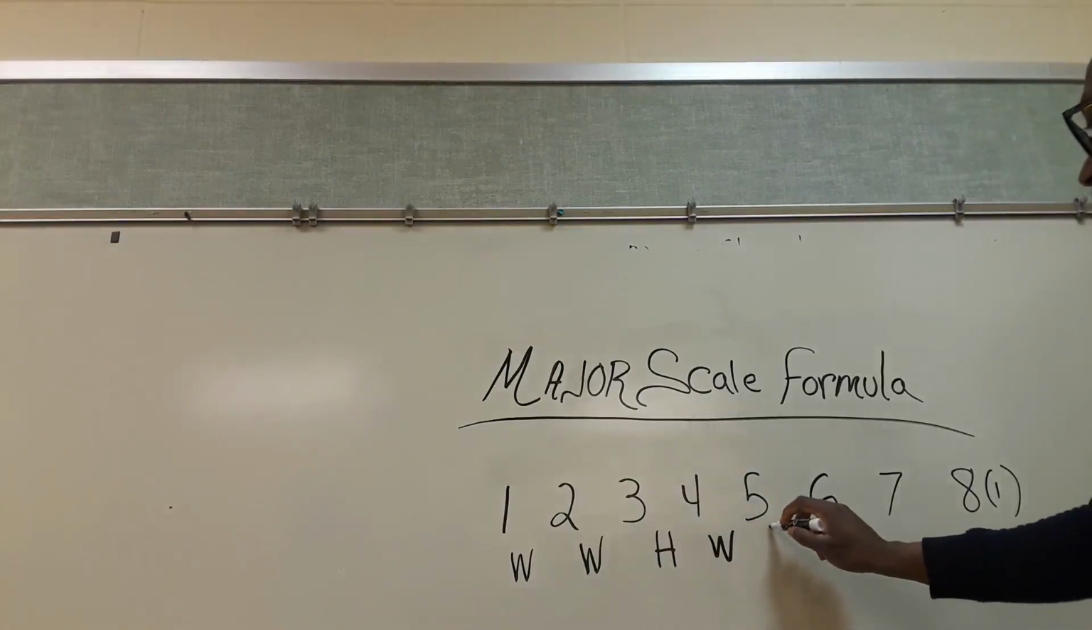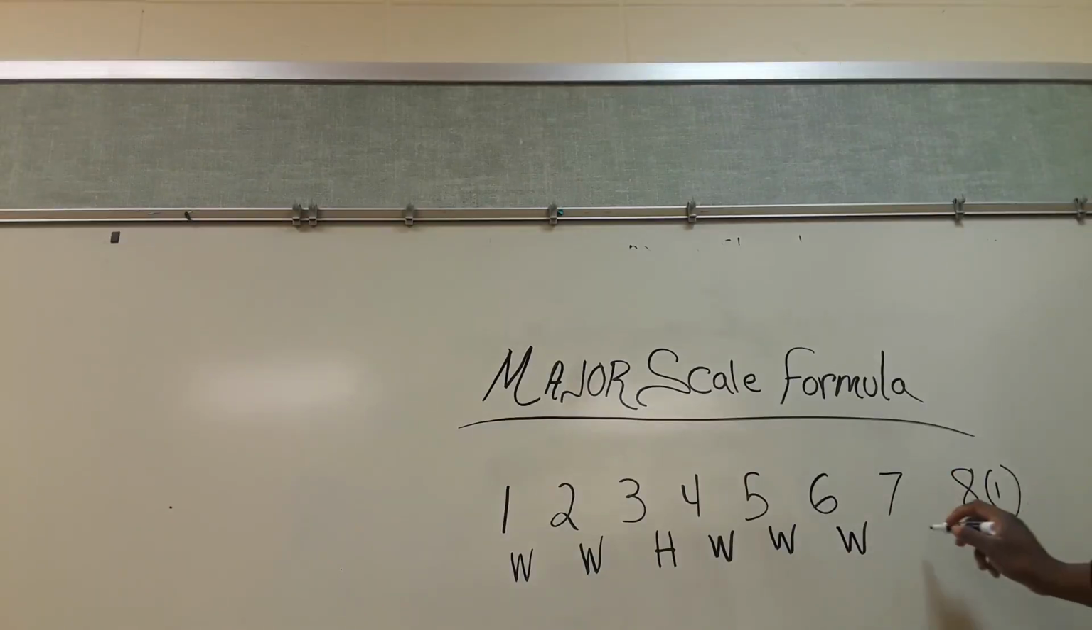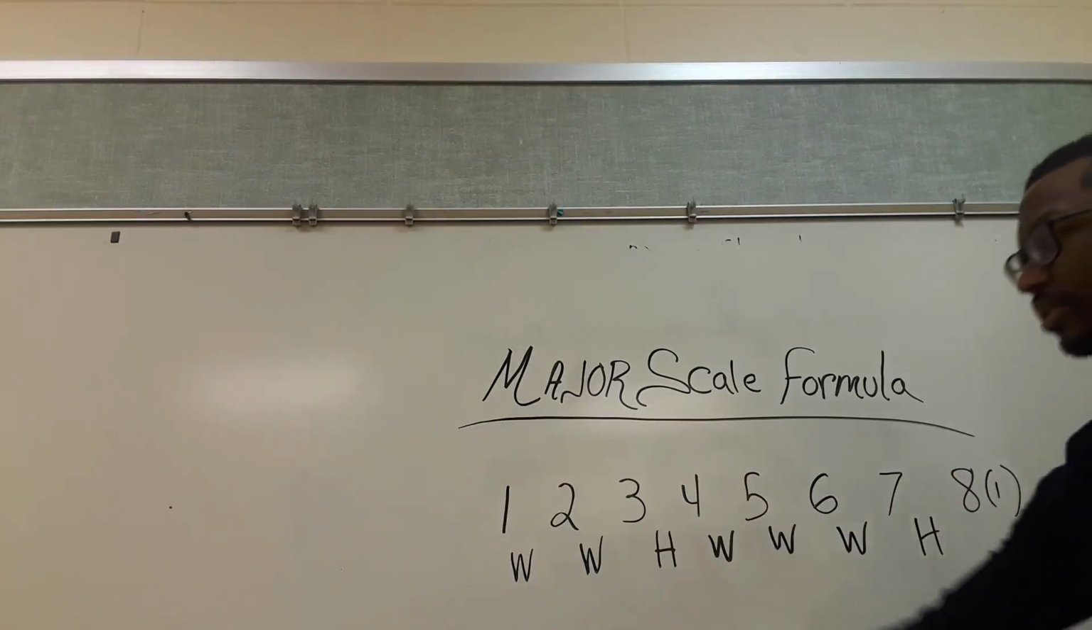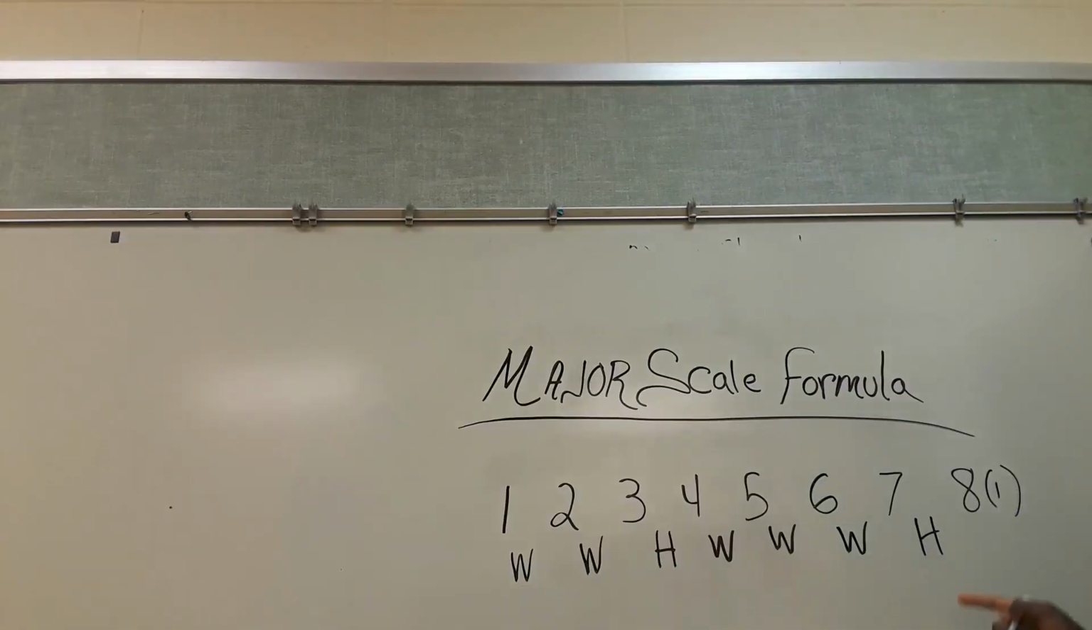The 5th to 6th is a whole step. 6th to 7th, another whole step, and 7th to 8th is a half step. So look at it. We got 2 whole steps, 1 half step. 3 whole steps, 1 half step. That's probably one of the easiest ways to remember.